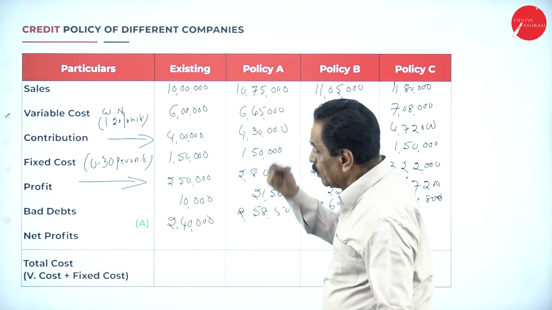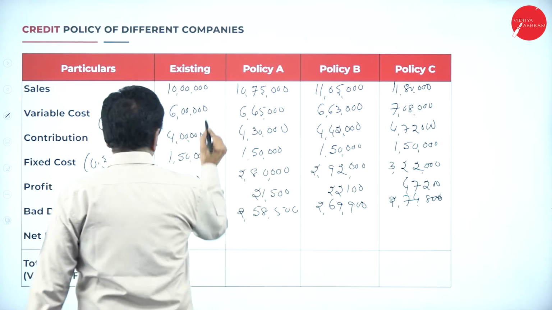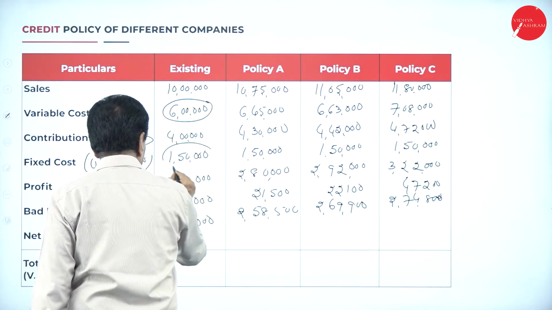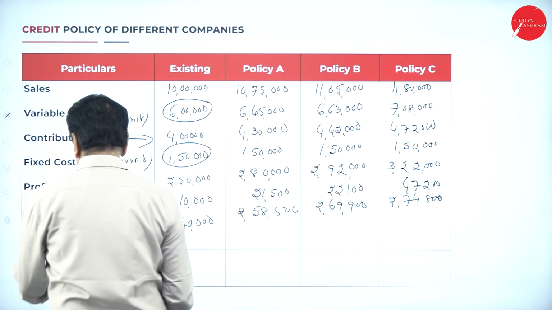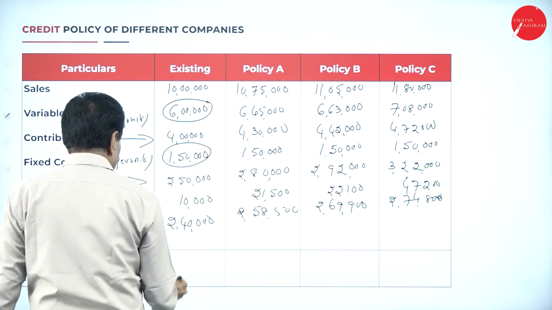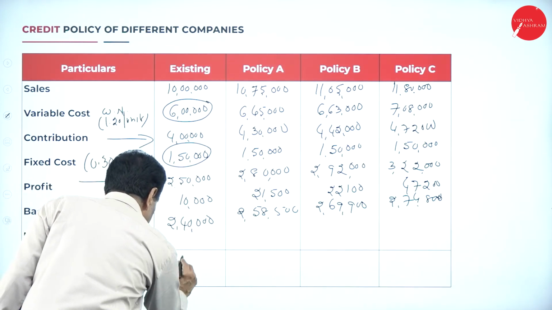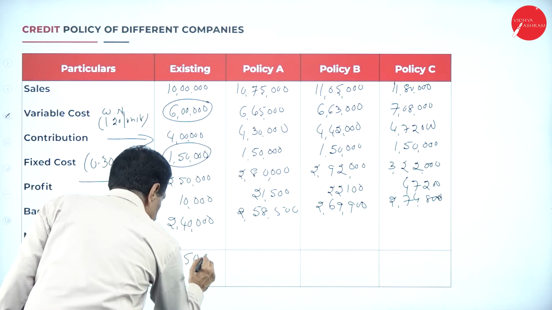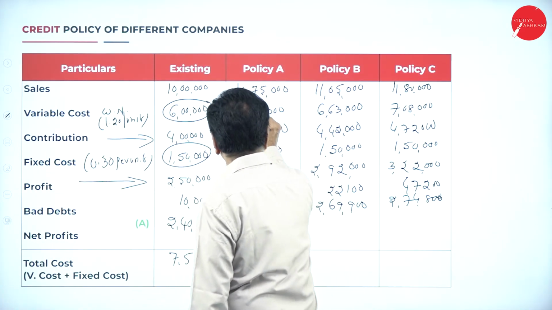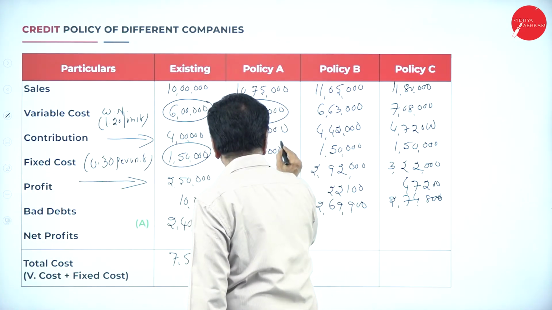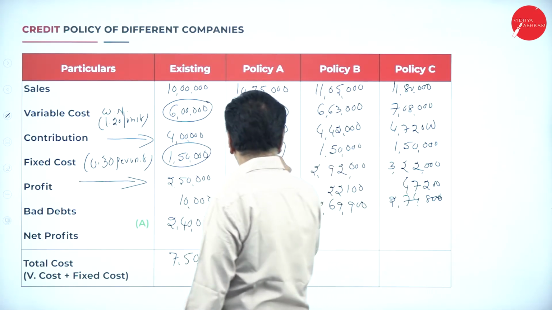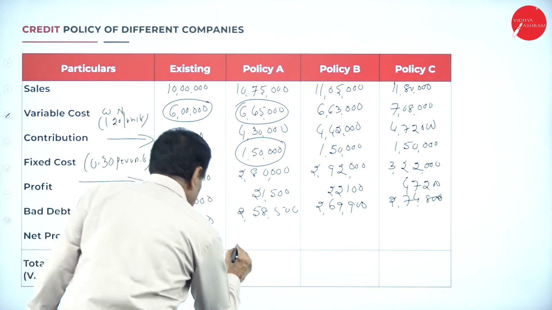So we'll go to total cost. What's your variable cost? 6 lakh. What's your fixed cost? 1,50,000. Variable cost plus fixed cost is called total cost. This is 7,50,000. Then your variable cost is 6,45,000, plus 1,50,000, that is 7,95,000.